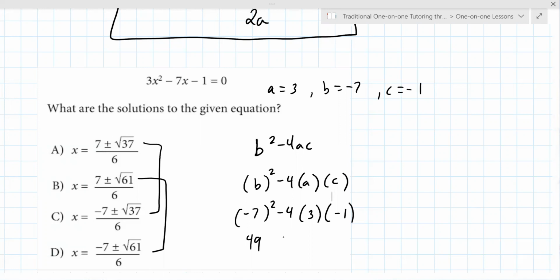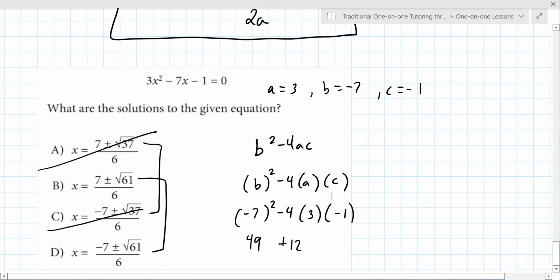Is it minus 12 or plus 12? It's plus 12. Yeah. So that means it's 61. So that gets rid of those two.